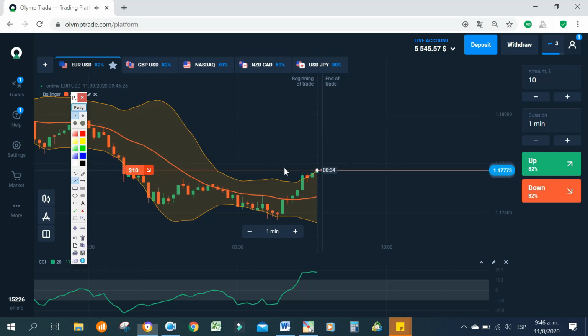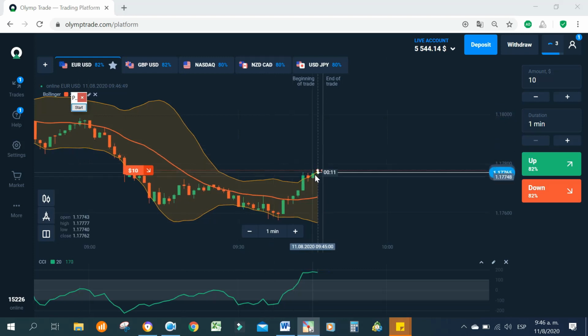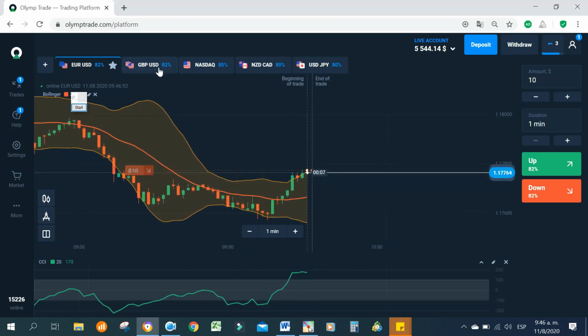And here, what is happening is the same that happened before on a previous entry that we made. As you can see here, the CCI is producing a divergence with the price. Okay, so we're going to see what happened after this candlestick closes. Let me see if it's happening the same here.